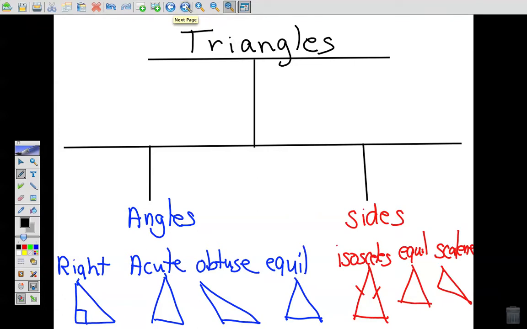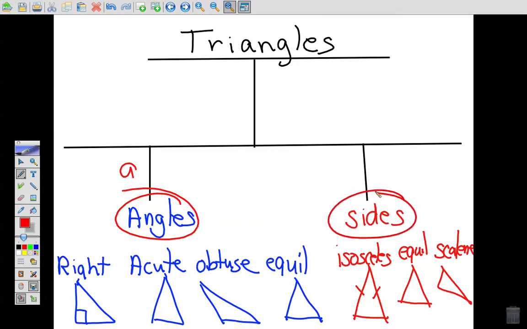Now, we can categorize triangles either by their angles, which I put here, or you can classify triangles by their sides. Now, angles, how about if a triangle has a right angle in it, like I have in my diagram? It's a right triangle. Or how about if my triangle has three acute? What's acute mean again? All three angles, and I'm going to put down all three angles have to be less than 90, acute. It's an acute triangle.